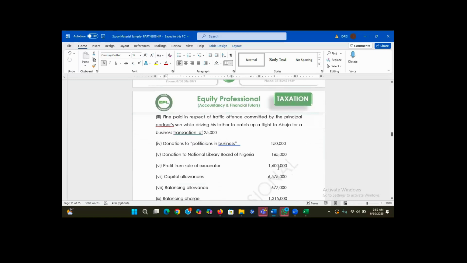Profit on sale of excavator. That will be on capital gain. How do we treat profit on sale of excavator? They have added it to the net profit already. We remove it from the net profit. It's called non-taxable income.